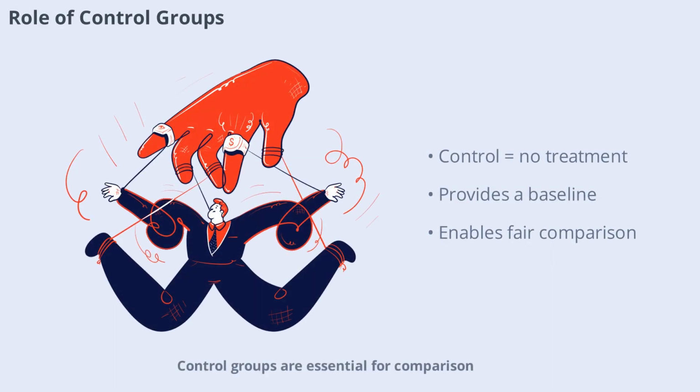Control groups are essential for comparison. They don't receive the experimental treatment, allowing you to see what happens under normal conditions. This helps you determine if the changes you observe are truly due to your independent variable or just random chance. For instance, in a drug trial, the control group might receive a placebo, while the experimental group gets the actual medication. By comparing the two, researchers can draw meaningful conclusions about the treatment's effectiveness.